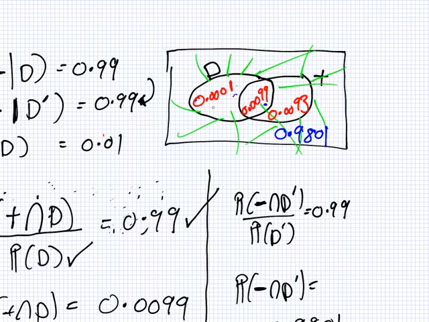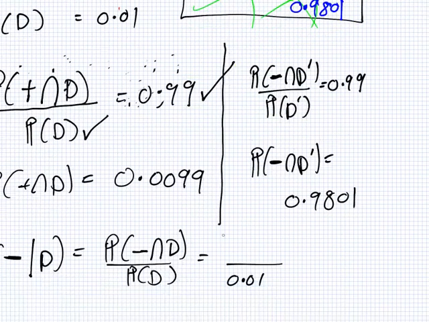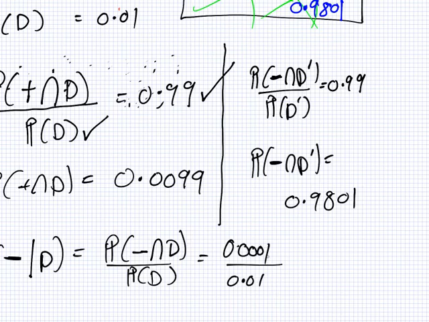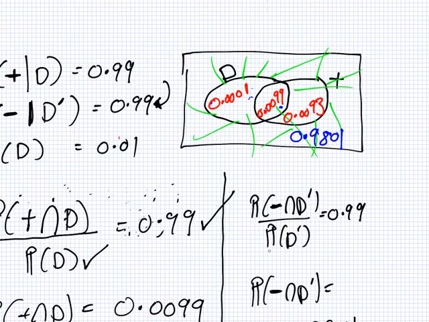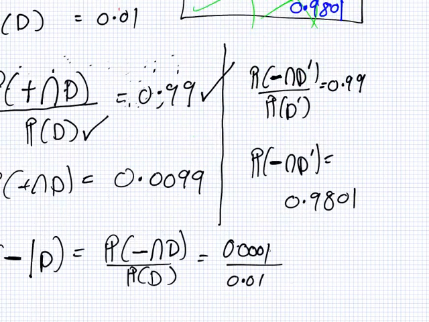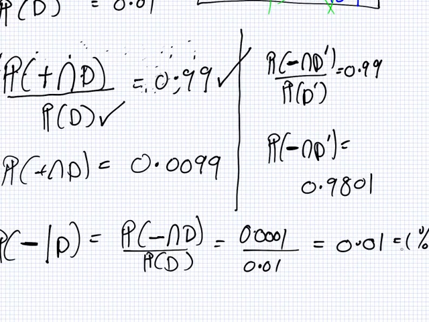0.0001. This one here, isn't it? This is negative and they have the disease. 0.0001. Okay, so let's see what this is. 0.0001 divided by 0.01. Do I have enough zeros? Yes, this is it, isn't it? So this is 0.01, which is 1%. So this means that 1% of people that have the disease will get a negative test result.